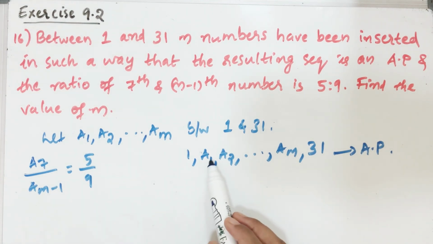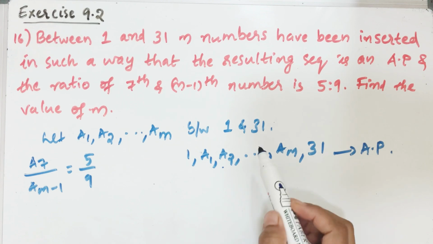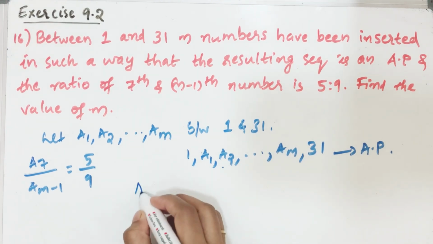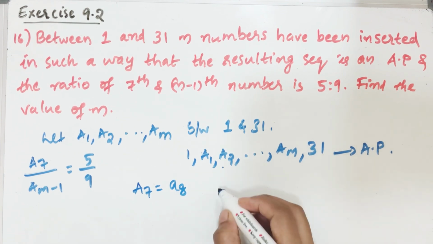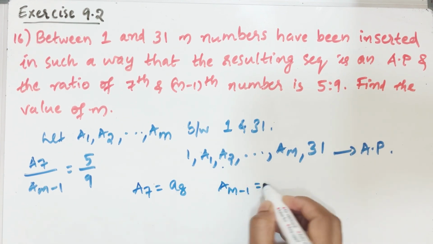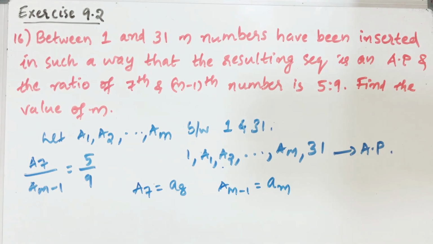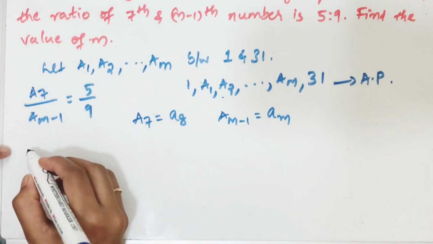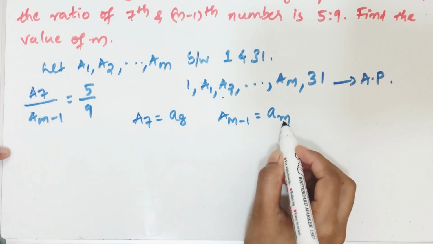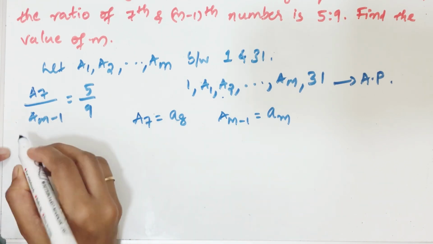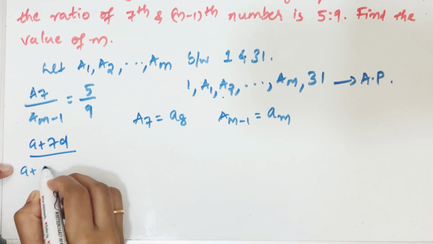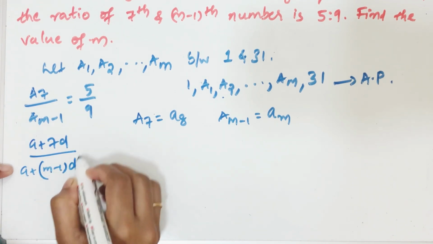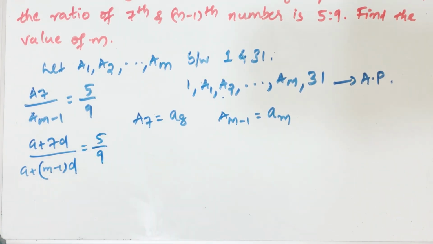But we know A1 is the second term, A2 is the third term. Like that, A7 is the 8th term. We can write A7 is equal to 8th term of this AP. And Am minus 1 is equal to mth term of this AP. So we can write this as a8 by am, that is a plus 7d by a plus m minus 1 into d equal to 5/9.